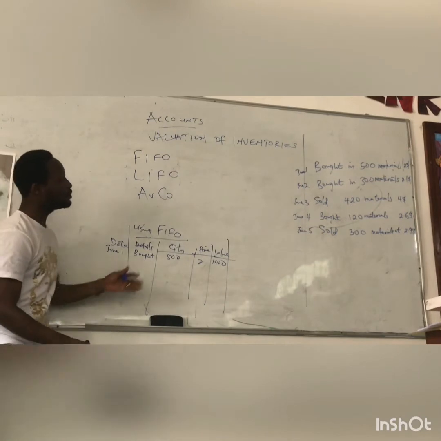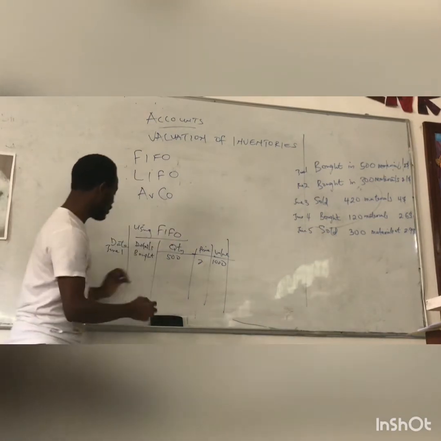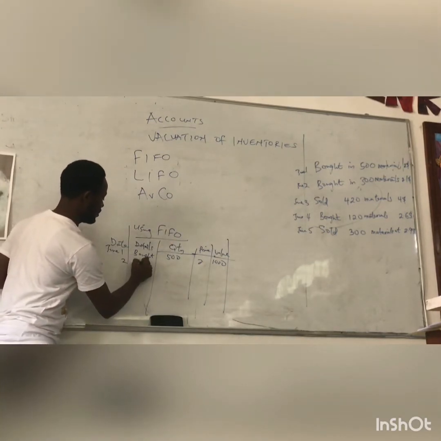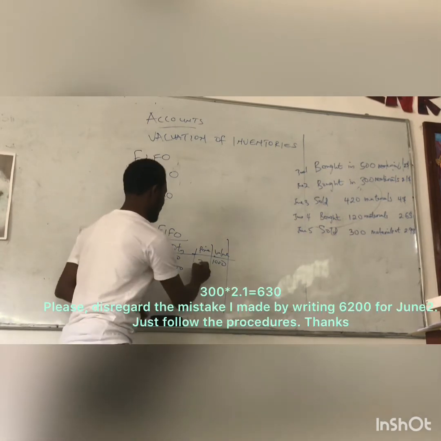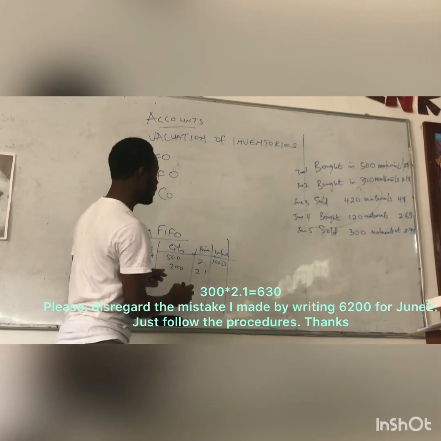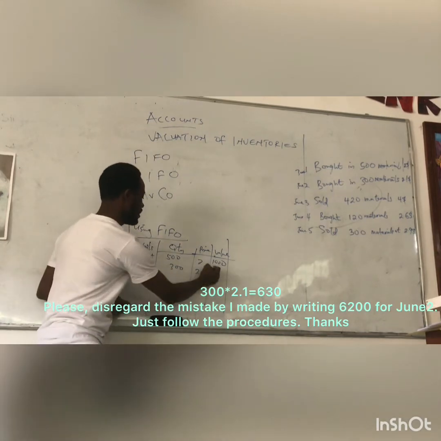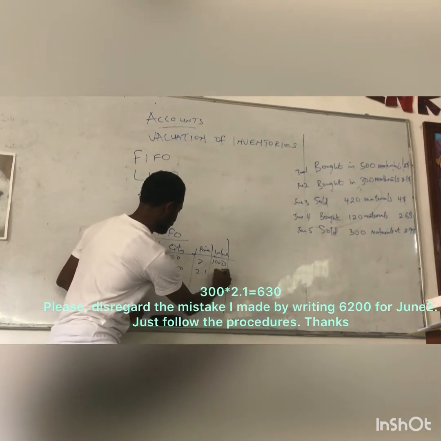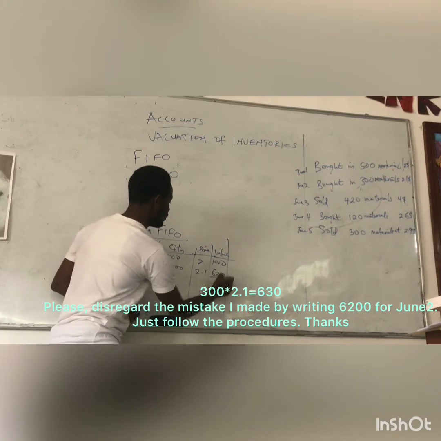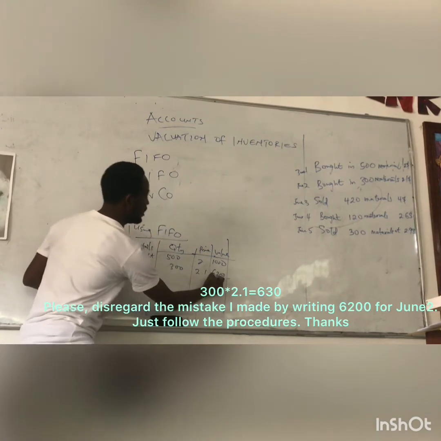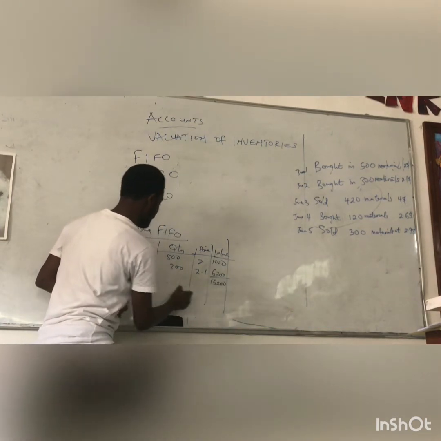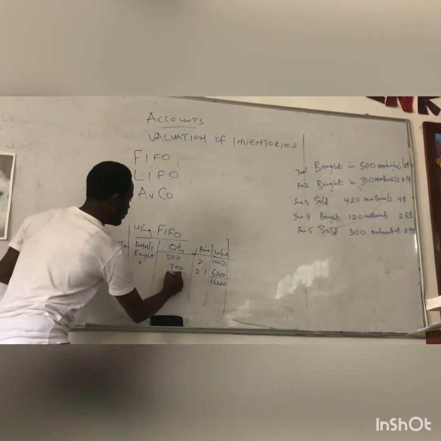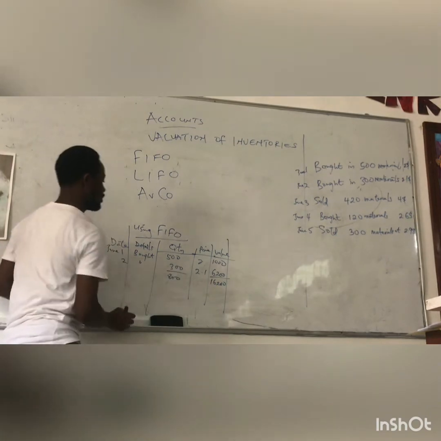Now, on June 2, bought in 300 materials at 2.1. 2.1 times 300 is 630. So at this point, there are in value 1,630, and here you have 800 goods.